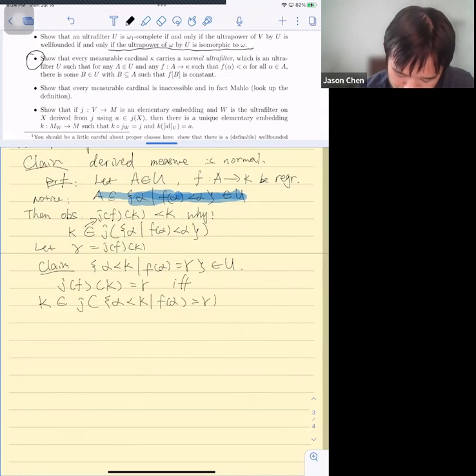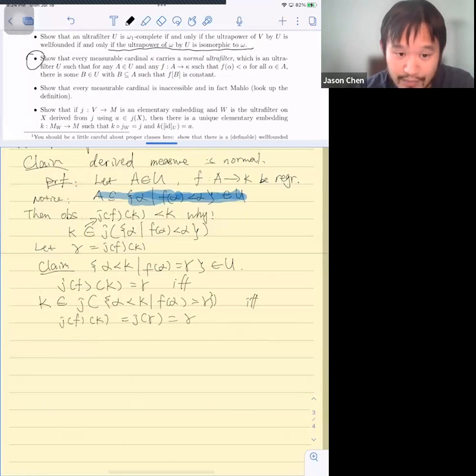Right. But then this holds if and only if J of F of kappa is equal to J of gamma. But then gamma is below kappa, right? This is where the critical point comes in. So J of gamma is actually gamma. Right. So this is what we wanted. Okay.